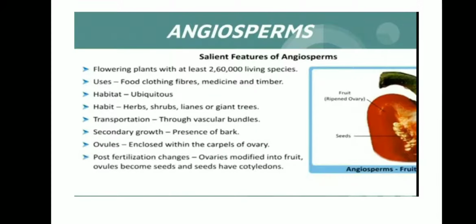Its habitat is ubiquitous. That means it may be in the form of herb, shrub or giant trees. The transportation is through the vascular bundle. You know about vascular bundle? Xylem and phloem tissues are there helping in transportation. Xylem helps in transportation of water and phloem helps in transportation of food.